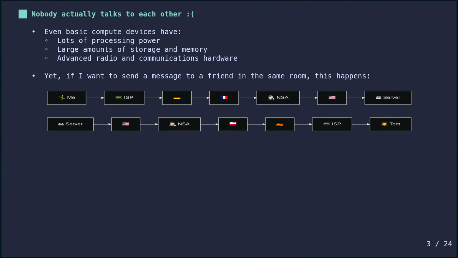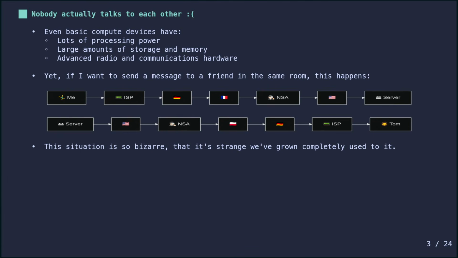Yet, if I want to send a message to any one of you in this same room, or a friend in the next building, this strange scenario occurs automatically. My communication goes through an ISP, a couple of countries, and some quite questionable intermediaries, and then probably another country, and then it ends up at a server somewhere else. And that's a server I don't control, and neither do any of the other people that actually use the communication. The data is then run from that server through more or less the same kind of possibly quite questionable data path until it finally reaches my friend Tom in the end.